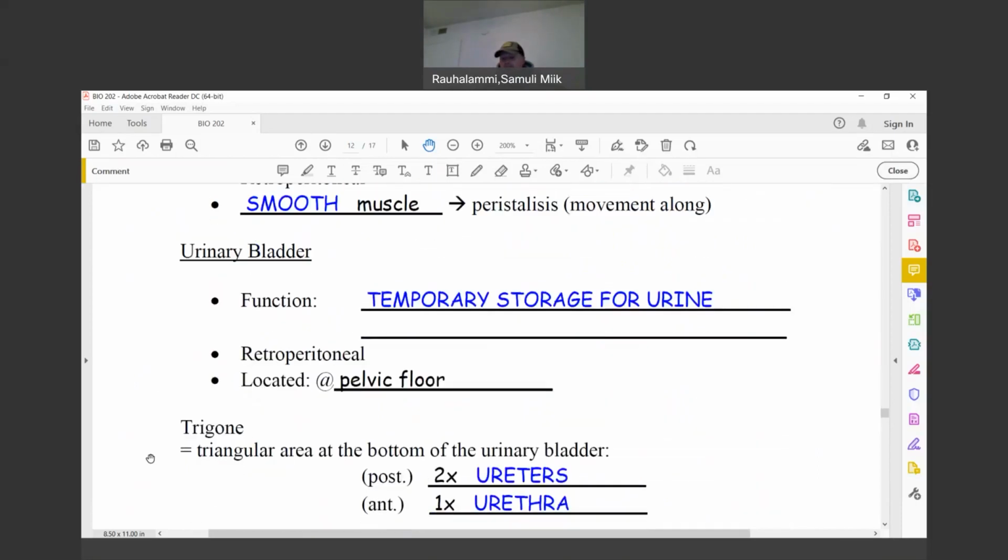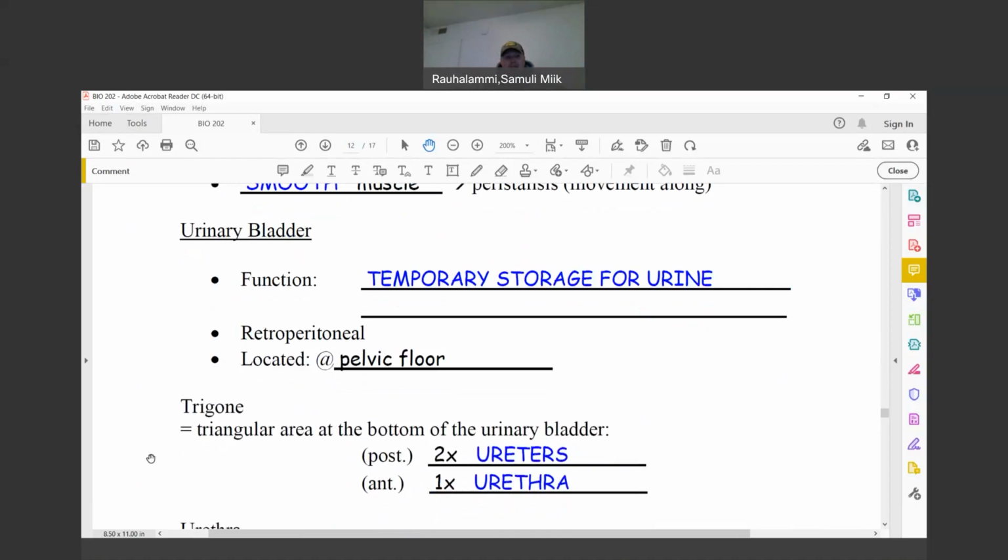Next, we're going to see the urinary bladder. The urinary bladder is a muscular pouch that's the temporary storage for urine. Until we're ready to relieve and empty the urinary bladder, we're able to keep it in there, located at the pelvic floor behind the peritoneum. You'll remember that the ureters entered the urinary bladder from the bottom part of it.